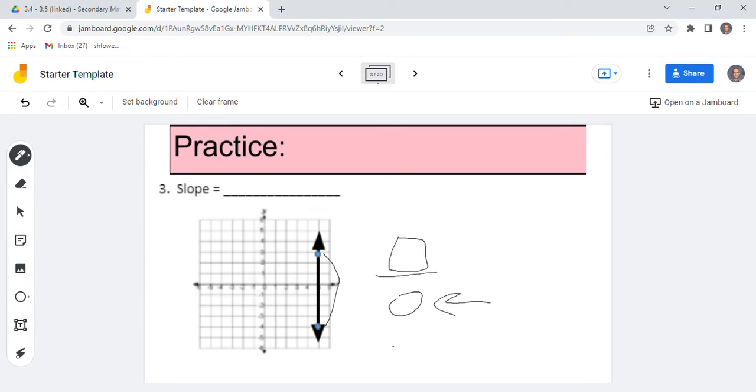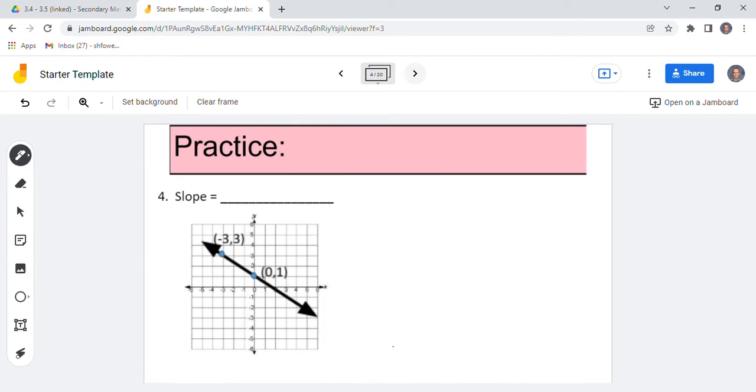So that division right there makes it so our slope is undefined. Anytime we see a vertical line, that will be the case. Moving to the next one. This one we do have a slope, so we're going to use rise over run to organize that.